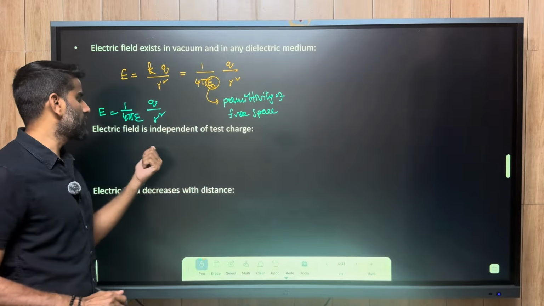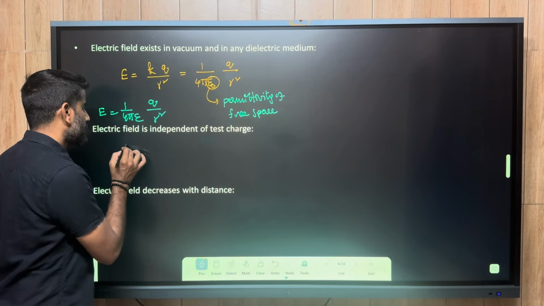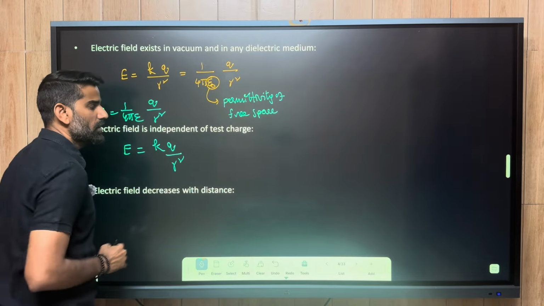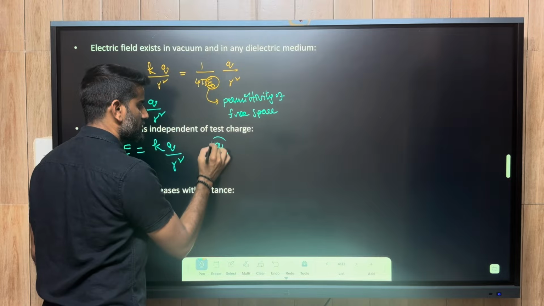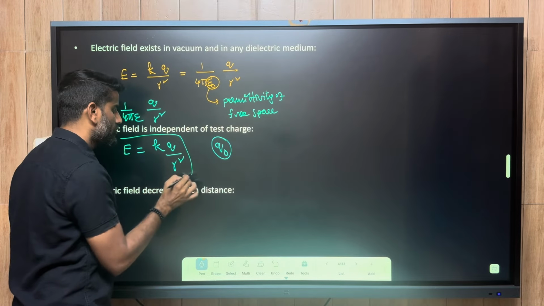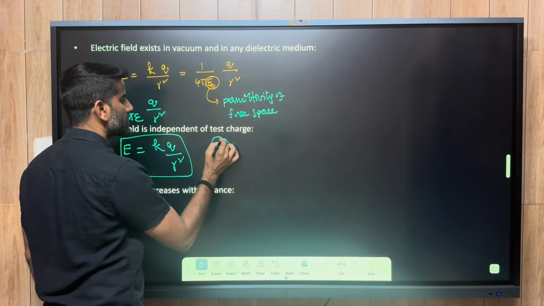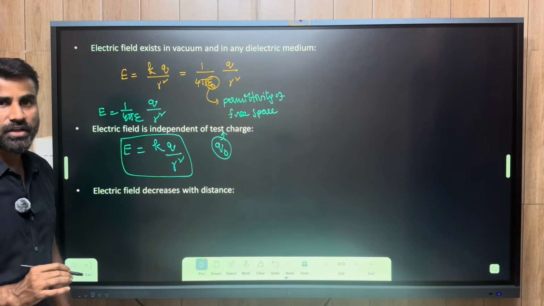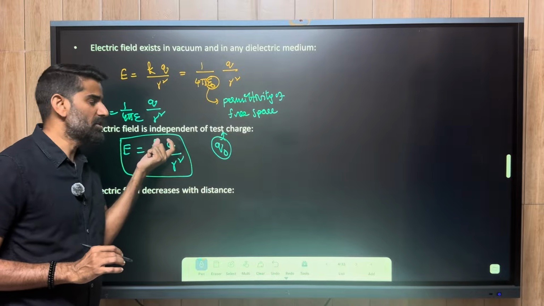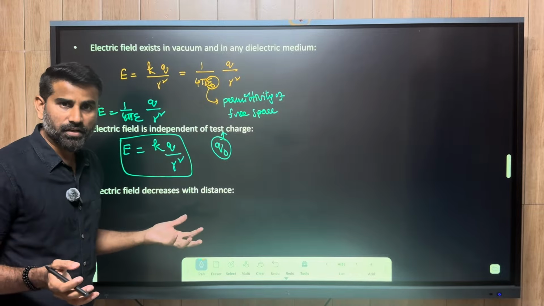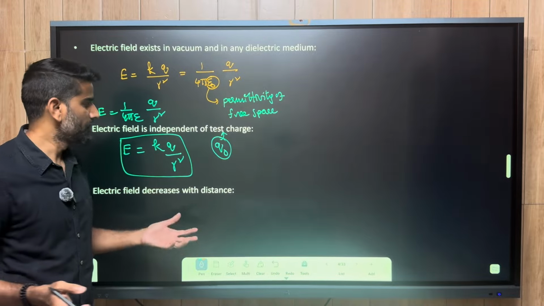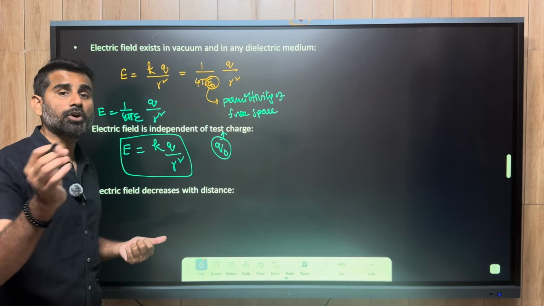Now coming to the next one, electric field is independent of test charge. As we already know, the electric field formula is KQ by r square. We have used the test charge representation as q naught, but q naught is not mentioned in any of the equations for electric field due to a point charge. It is independent of test charge. It depends on the charge from which the field is distributed, and the distance of the point of interest.